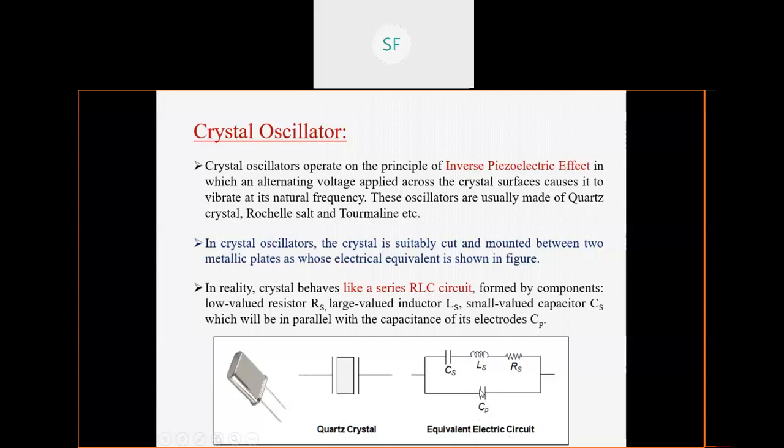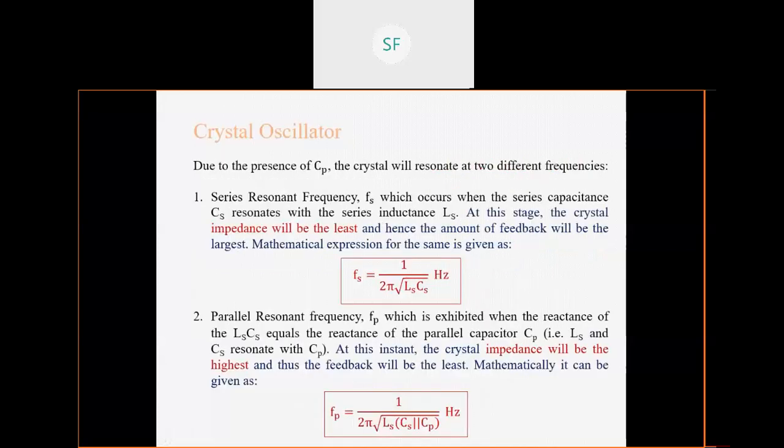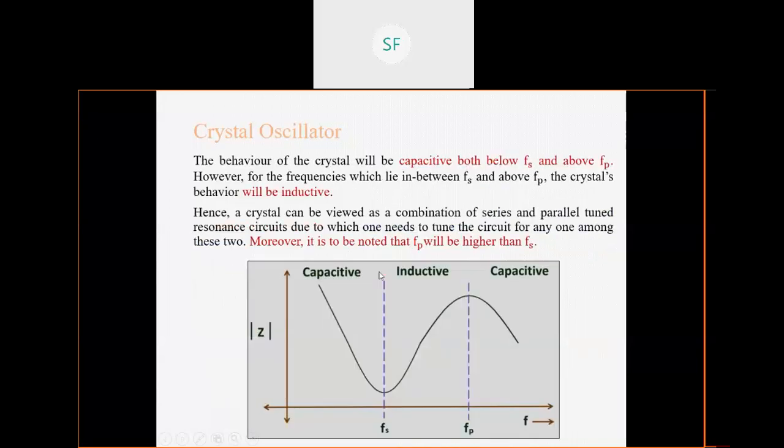Due to this parallel component, this crystal can oscillate with two frequencies. One is the series resonant frequency and the second one is the parallel resonant frequency. The derivation is given here. Now we have understood that you can use your crystal at any one of these frequencies. But always remember that the parallel resonant frequency will be greater than the series resonant frequency.